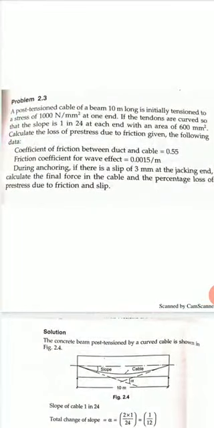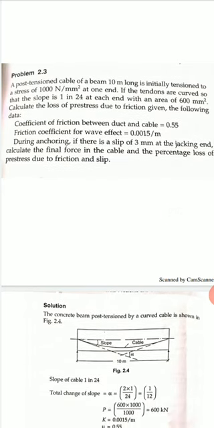So here we have a post-tensioned cable of a beam 10 meter long, initially tensioned to a stress of 1000 Newton per mm square at one end. The tendons are curved so that the slope is 1 in 24 at each end with an area of 600 mm square. Calculate the loss of prestress due to friction with the following data which is given.